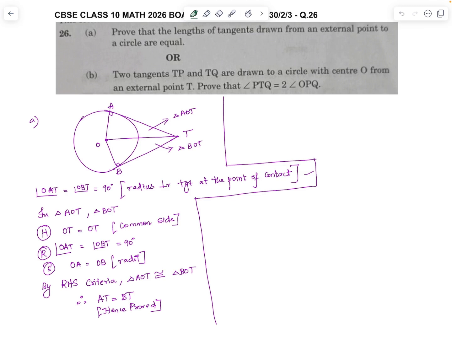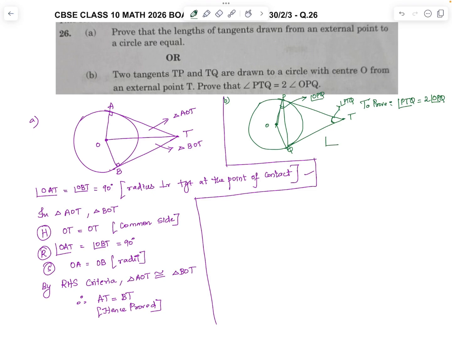center O from an external point T. Prove that angle PTQ is equal to twice angle OPQ. Let's draw a rough sketch of a circle with center O. T is the external point. TP and TQ are two tangents touching the circle at P and Q. Here we have to prove that angle PTQ is equal to twice angle OPQ. This is angle PTQ is equal to twice angle OPQ. OPQ is this angle.